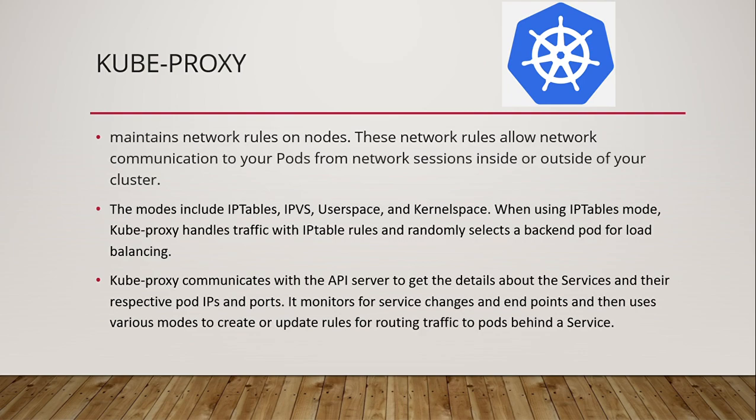So when we have a new service, it detects changes in the service or the endpoints, like if there is any change in the port number or anything. So those are the endpoints. When it sees those changes, it has several modes, like I mentioned, iptables, IPVS, user space and kernel space. It uses those modes and updates the routing of traffic to the pods behind the services. But we will deep dive into this concept when we learn about services in Kubernetes.